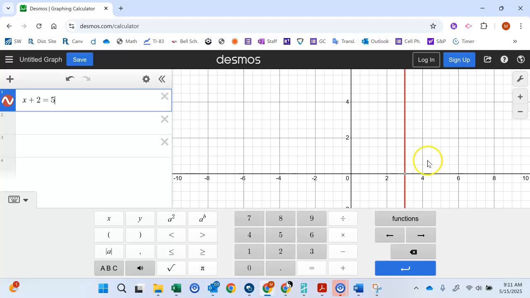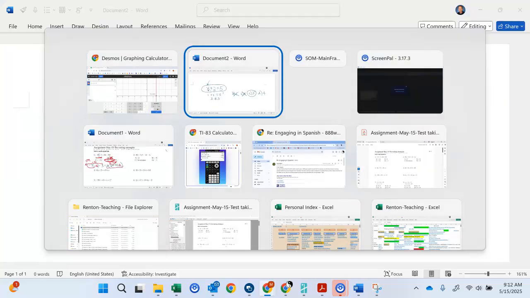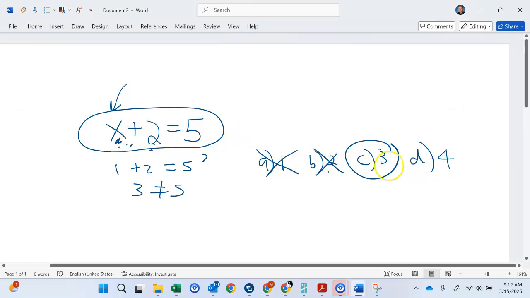And what do I see? I see that this line goes through the x-axis right here. And if I click on that dot with my finger, what do I see? I see 3, 0. Remember, if you've got a coordinate point, the first number is the x value, the second number is the y value, right? So what that's telling me is it's basically giving me an answer that we could figure out using algebra if we did algebra or if we work backwards.